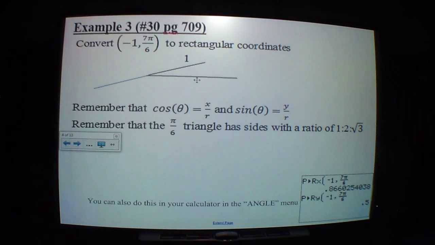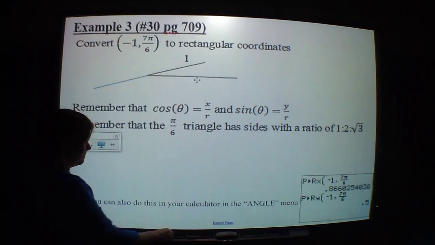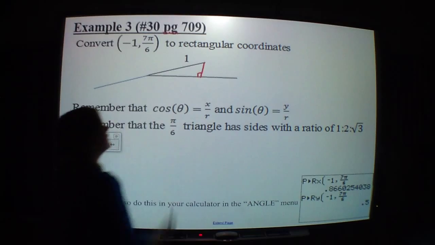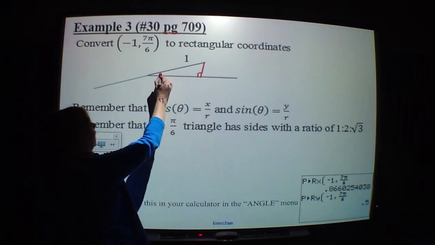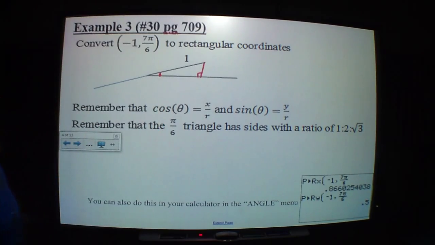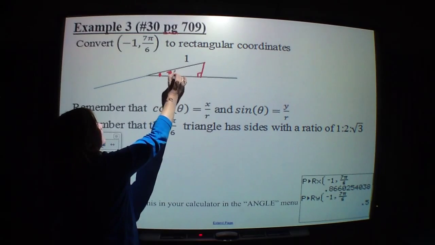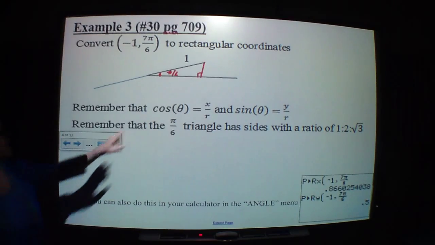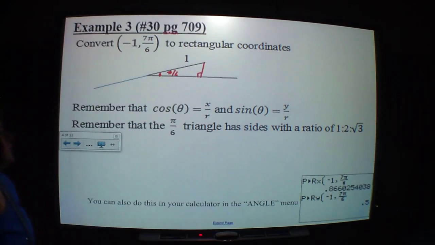So I can go 7 pi over 6 this way, and then I'm going 1 that way. Okay? So here's what my triangle looks like. I have a reference angle there. You should know this reference angle. If I'm going 7 pi over 6, that's a pi over 6 reference angle. So I know that the cosine of theta is x over r, and r is 1.